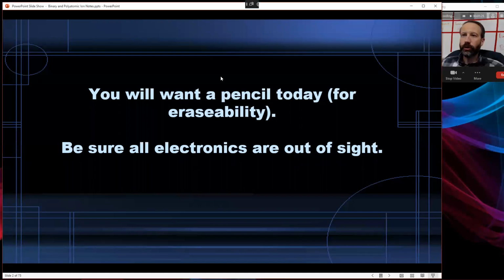Hey students, we're going to start some nomenclature today, which is a big fancy word for naming, and it really is not as hard as that big long word makes it sound like. But I want to let you know before we get started, we're going to be covering some notes that look like this, and you can find them in Canvas.